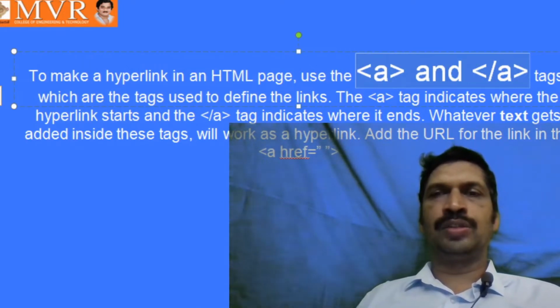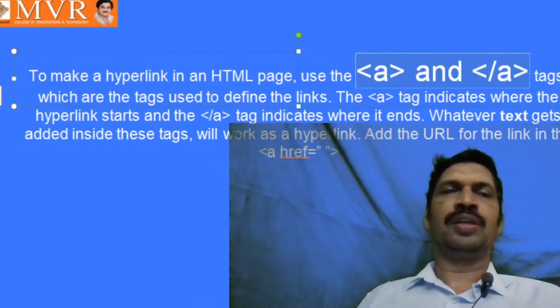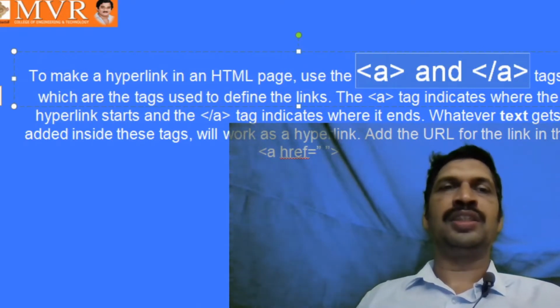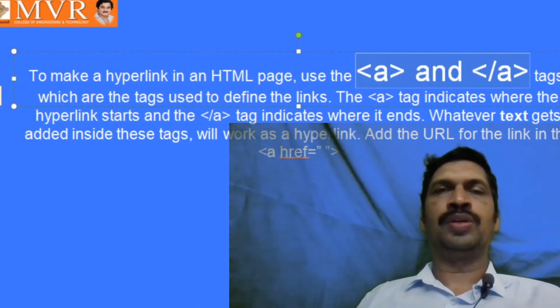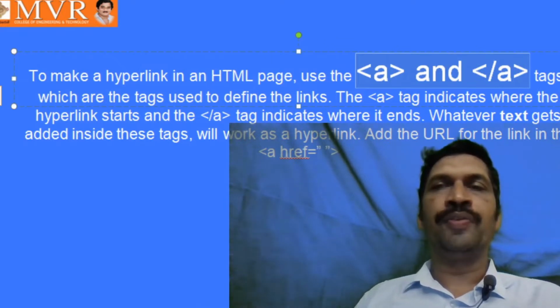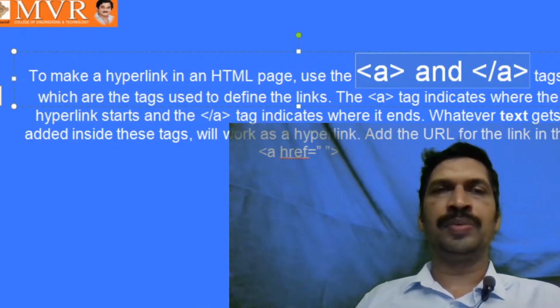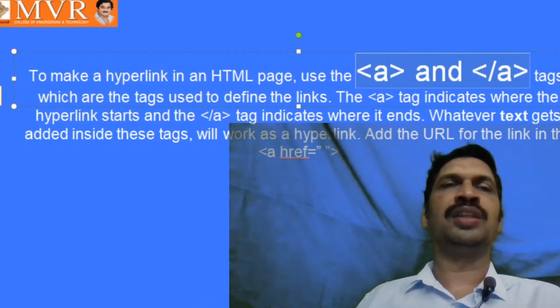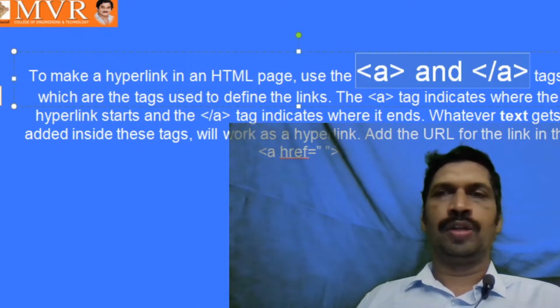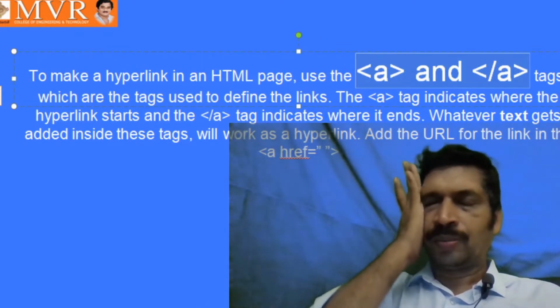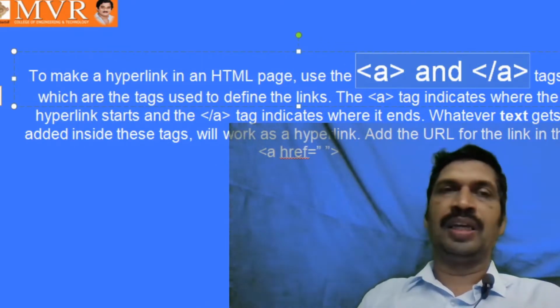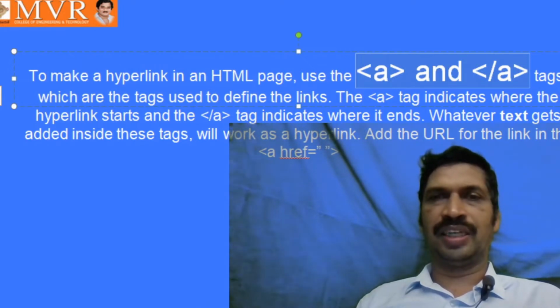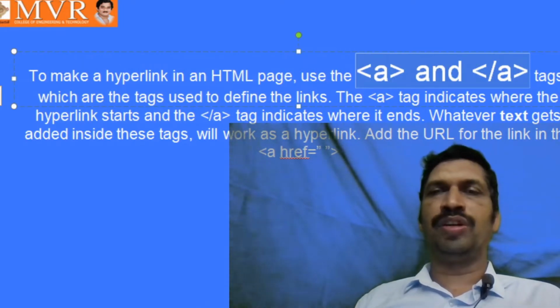Which are the tags used to define the links? In all these 30 minutes we will discuss only one tag, the anchor tag. Anchor tag means clickable text. Whatever text is between A and /A, all that text is called hypertext. The clickable text can be generated using the anchor tags, A and /A tags. Which are the tags used to define the links?